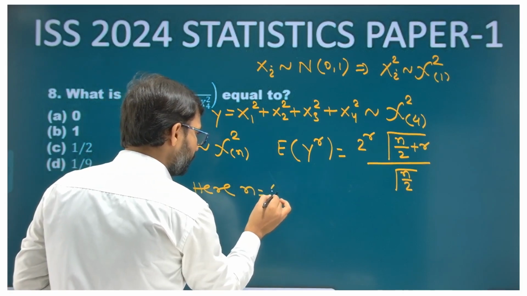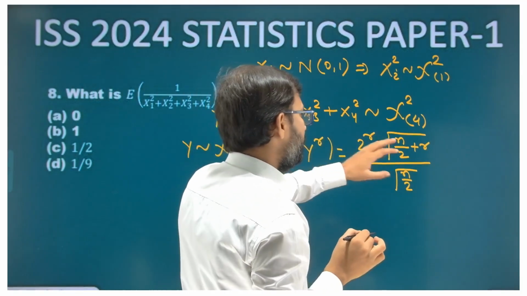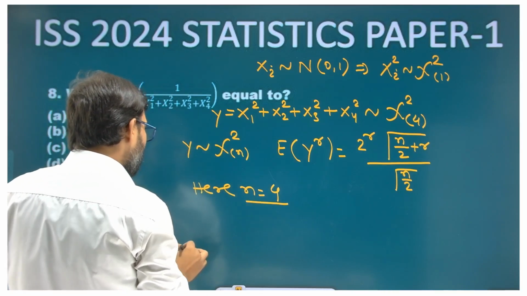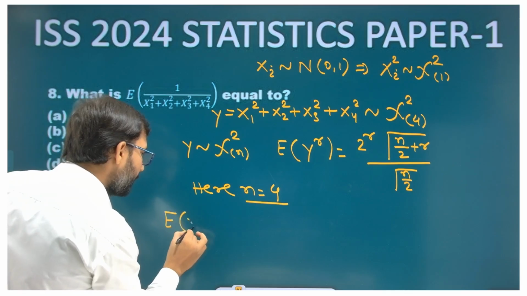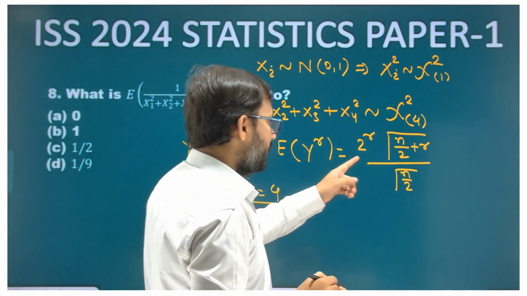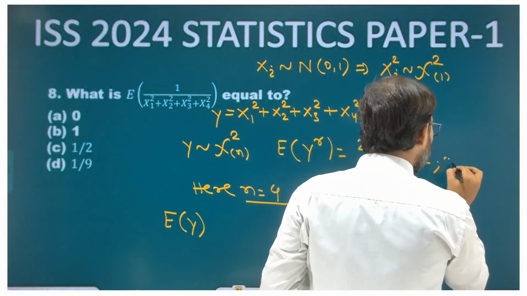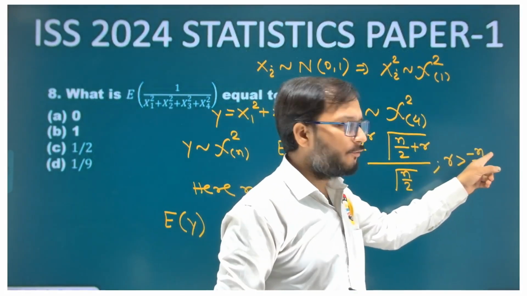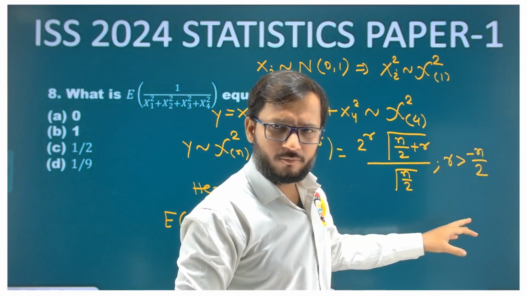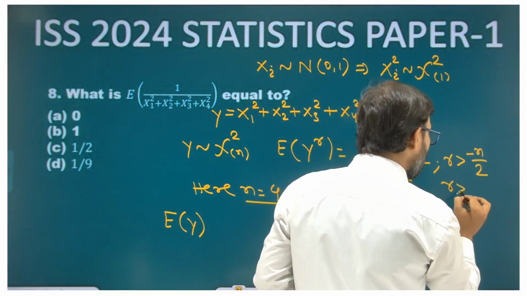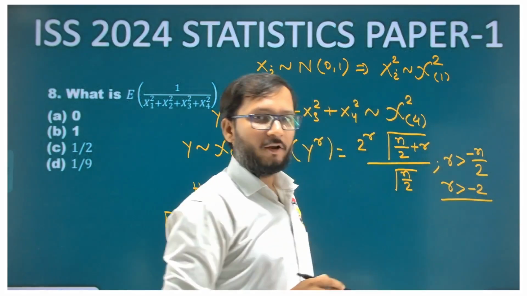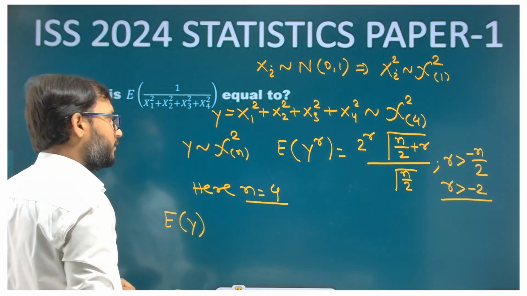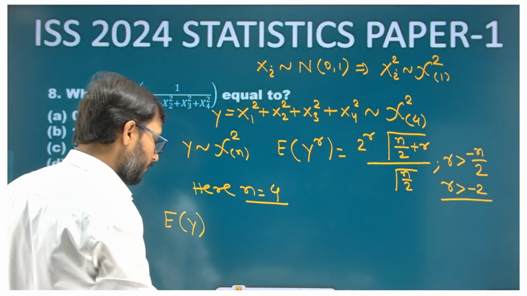Now see here, n equal to 4. Now we have to find 1 upon this, and this is y. So we have to find the expectation of 1 upon y. Is it? See here, there is a condition in this: r is always greater than minus n by 2. Now n is equal to 4, so r is greater than minus 4 by 2, that is minus 2. So r can take the value minus 1 as well. So here I am taking the value of r equal to minus 1 so that I can do the reciprocal.